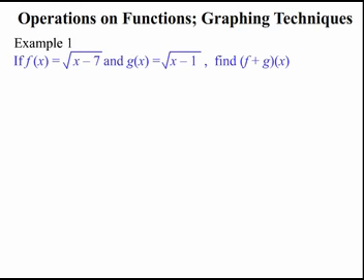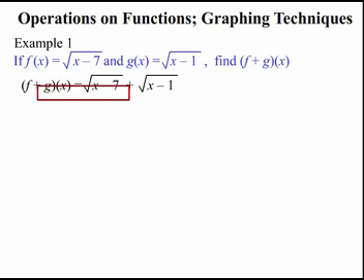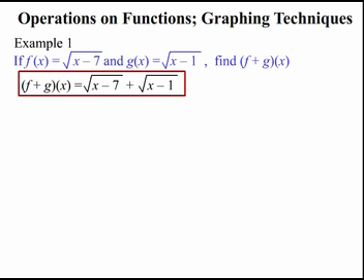Example 1. If f of x equals the square root of x subtract 7 and g of x equals the square root of x subtract 1, find f plus g of x. Well, all we need to do is add the functions, and because they're square roots, we cannot combine them because they have different radicands. So your answer is just square root of x subtract 7 plus square root of x subtract 1. The domain, again, we have to determine the domains and find out what they have in common.